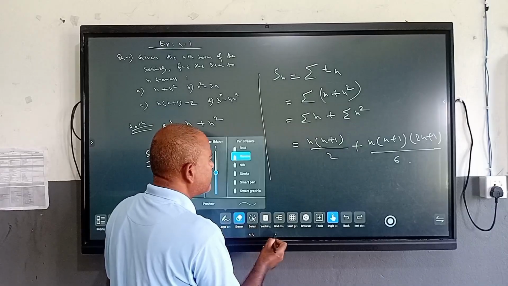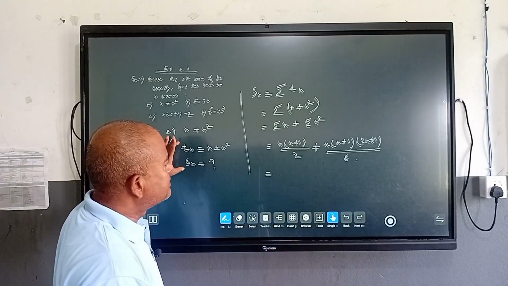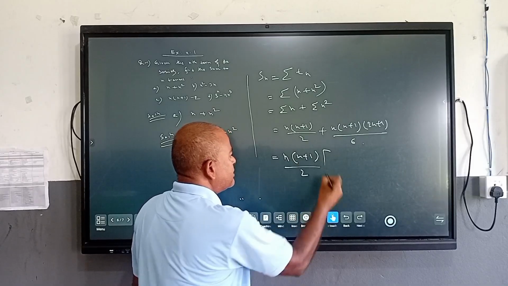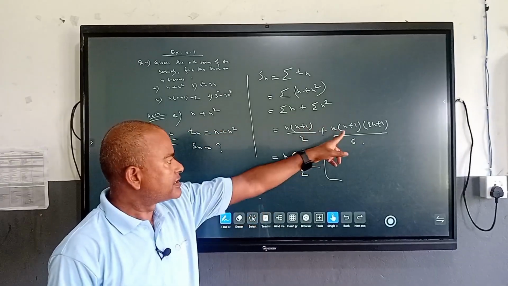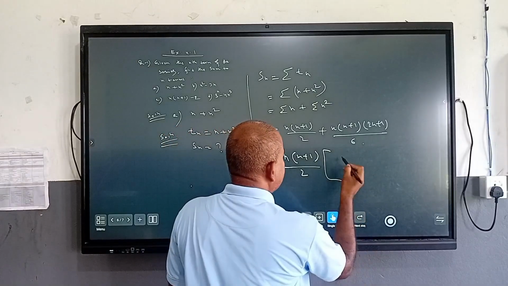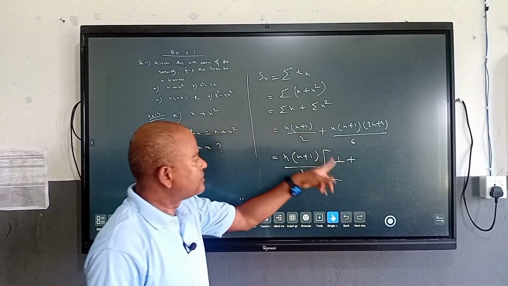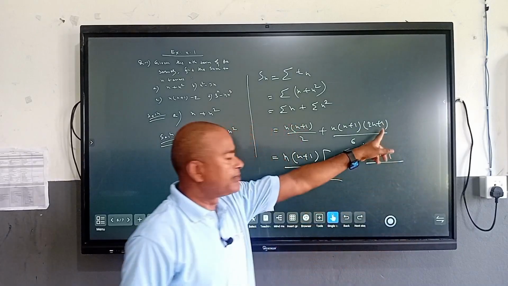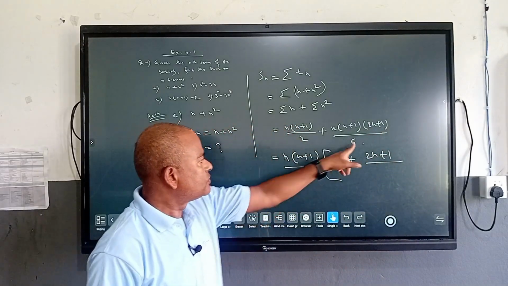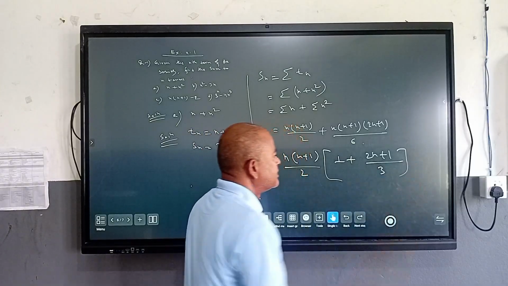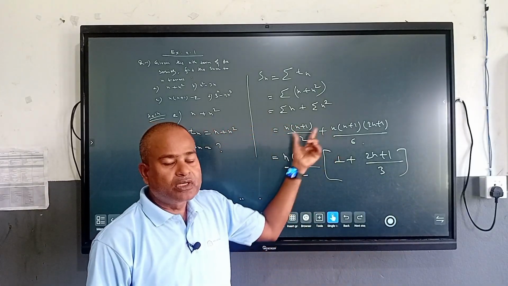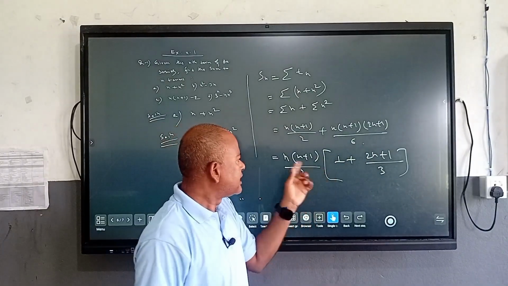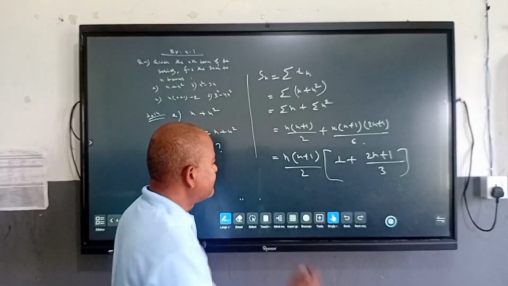So dear students, now let's solve it. Let's write it in the simplified form. Taking n plus 1 by 2 common from the first part and the second part, we get the remaining terms: 1 plus 2n plus 1 over 3, since 2 times 3 is 6. So we get n plus 1 by 2 times 1 plus 2n plus 1 divided by 3.